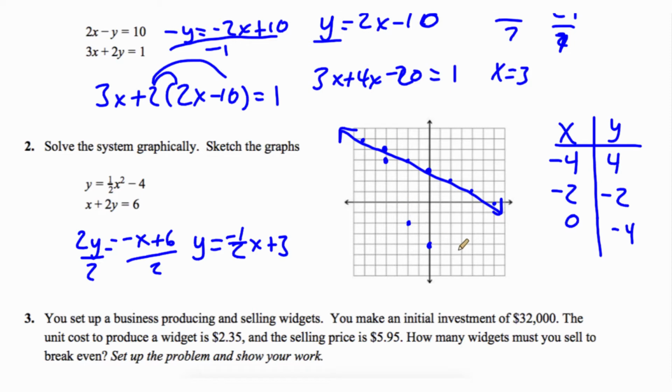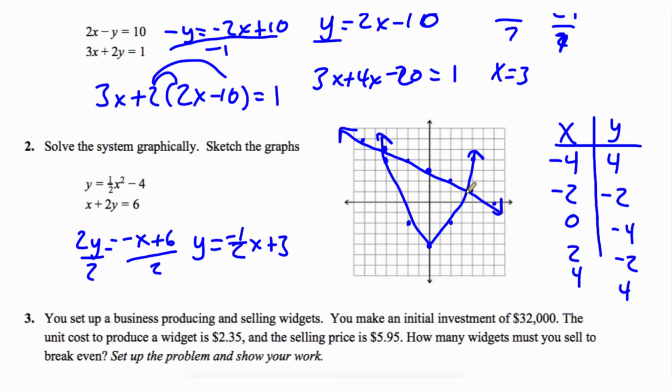So this is like the left half of our parabola. On the other side, if we plug in 2, we're going to get negative 2. And if we plug in 4, we're going to get 4. So we've got those points plotted out. I'm going to draw in our lines. So there is our graph for our linear equation and for our parabola.